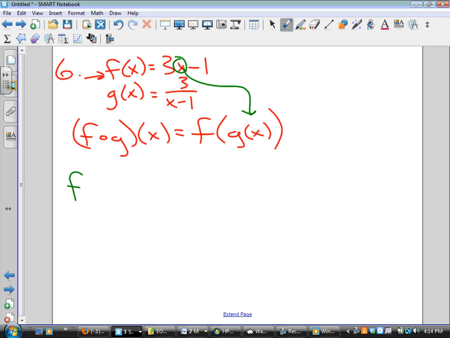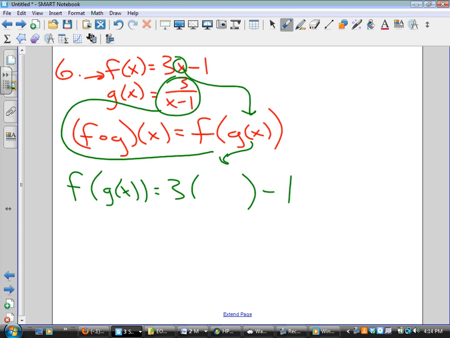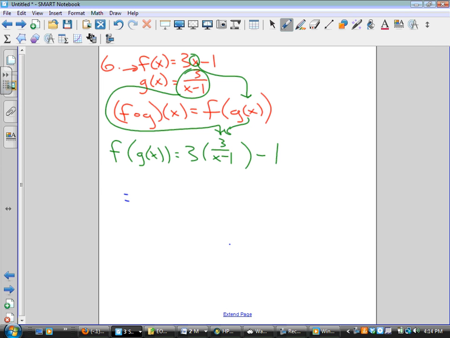So what we can do is we can say f of g of x. We can rewrite our function f, and in place of x, the input, we're going to put the function g, 3 over x minus 1. So 3 over x minus 1 is going to be the input for the function f. Now if we simplify this algebraically, we can multiply 3 times 3, and we get 9 over x minus 1 minus 1. Not a whole lot we can do algebraically there.